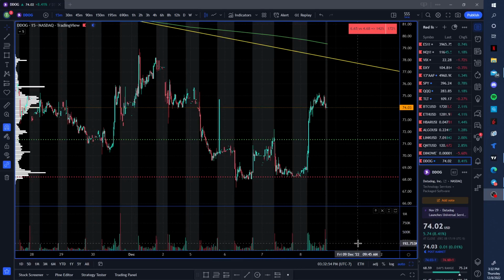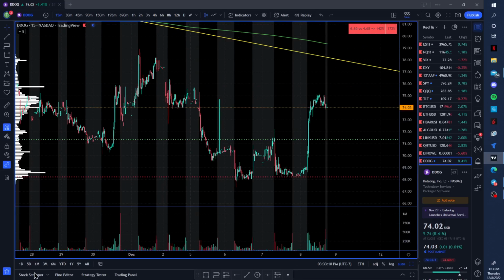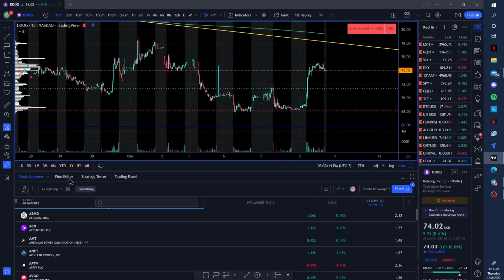A lot of people, I don't think, utilize the TradingView scanner enough. It's super powerful. It's just down here at the very bottom. So it's down here at the very bottom. There's stock screener right here. Bring it up. You have stock screener, and right here you can go to filters.